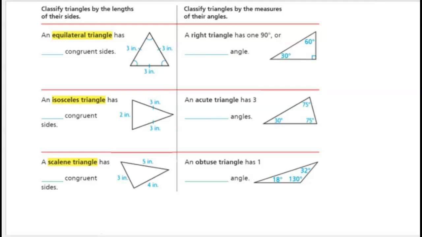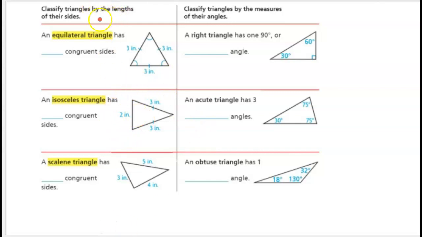So triangles, all of these are triangles. Tri means three. All of these shapes have three sides. They're all polygons, closed figures, straight sides. Okay, three sides. So we have different types of triangles.